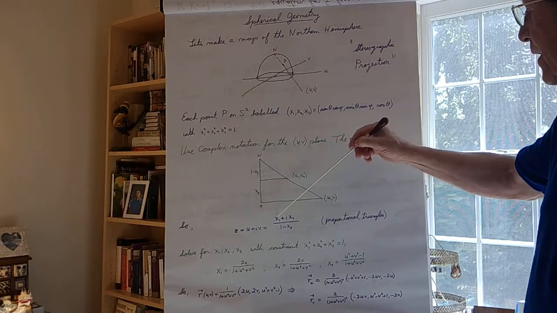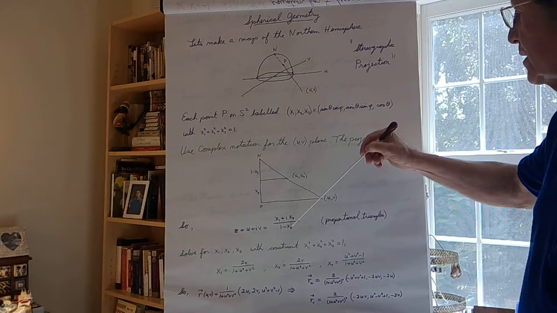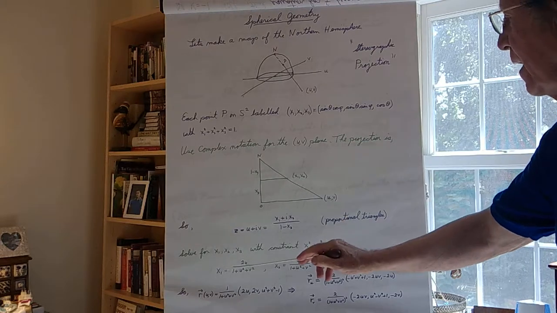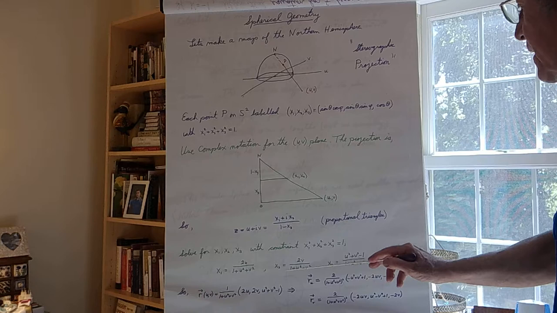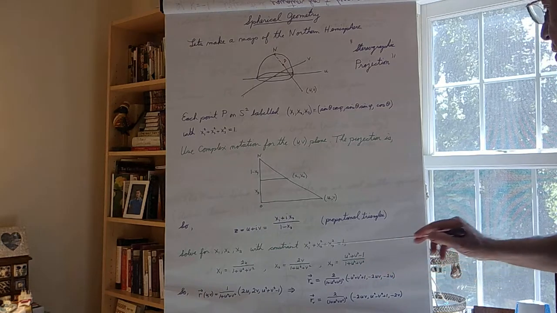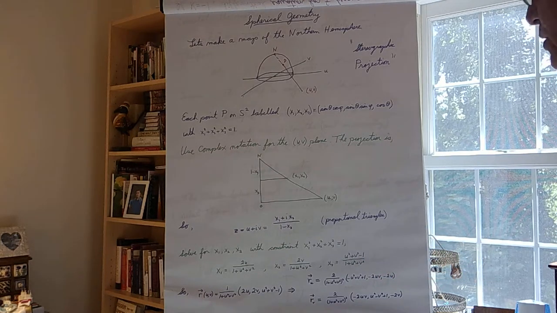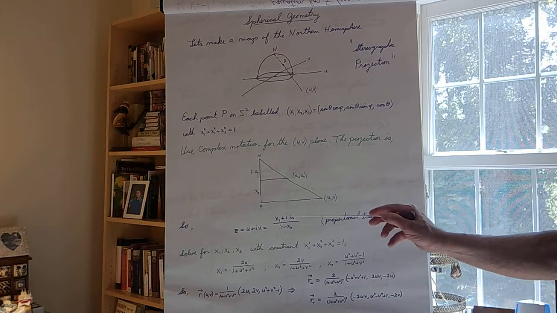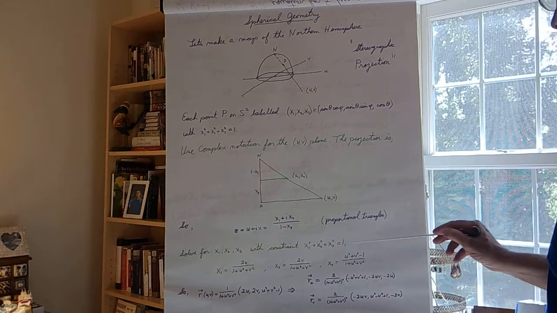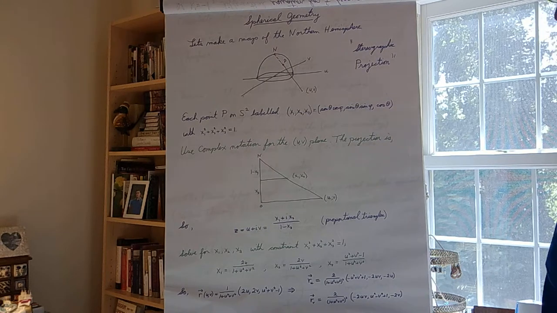I just want to solve now for x1, x2, and x3 in terms of u and v. And I find that x1 is 2u over 1 plus u squared plus v squared, and similarly for x2 and x3. It's just a little bit of solving, setting up this proportion, remembering the constraint, and going at it. Just do it. Okay, so there you go.